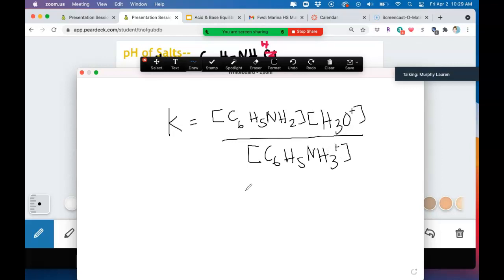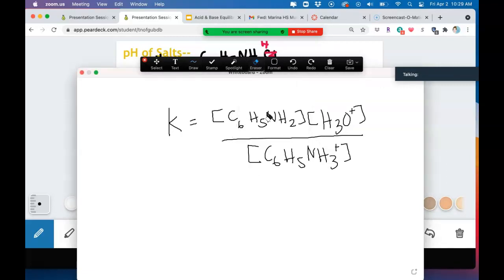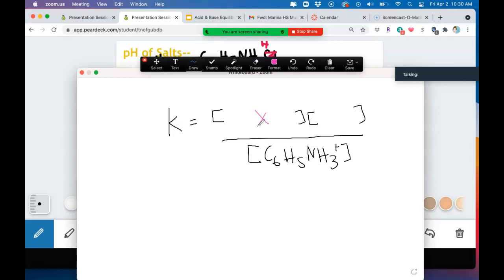So now I'm going to just plug in what I have for my E part of my equilibrium. So this was X, and this is X, and this is 0.233 minus X, correct? So let's plug those in. All right. And now we know we're going to get rid of that minus X, right? Because it just makes our life easier.